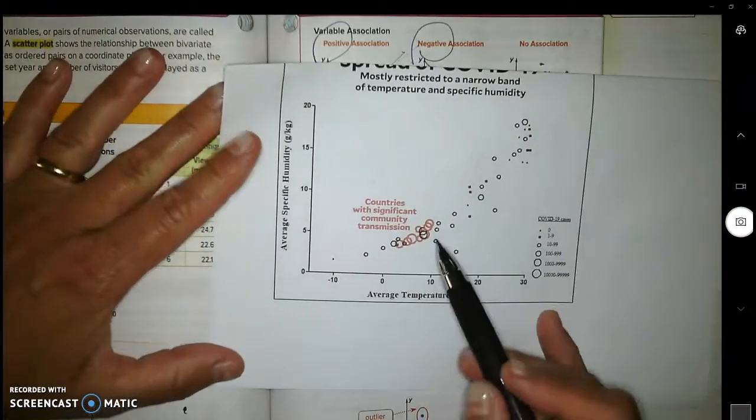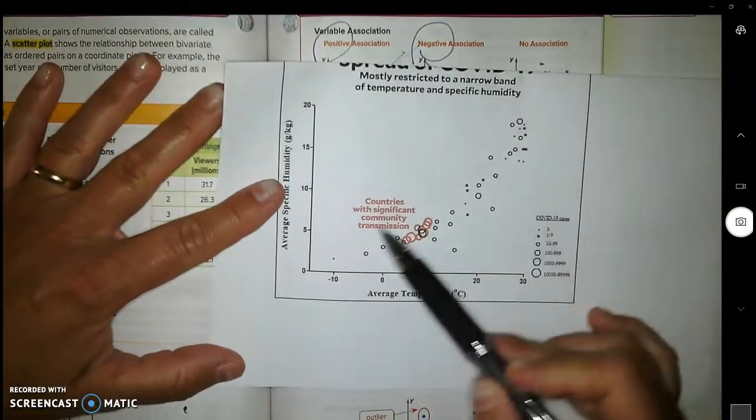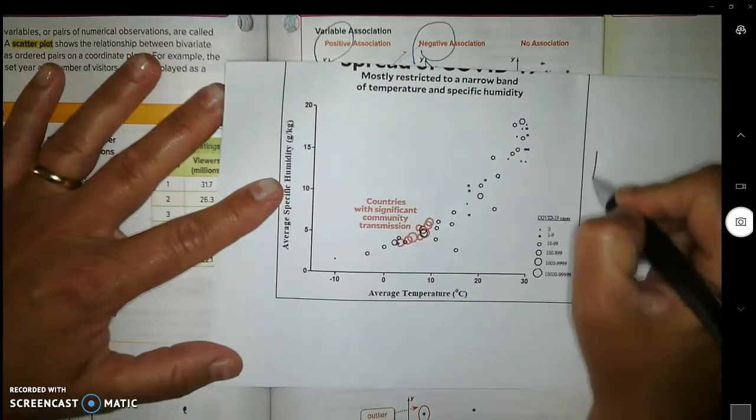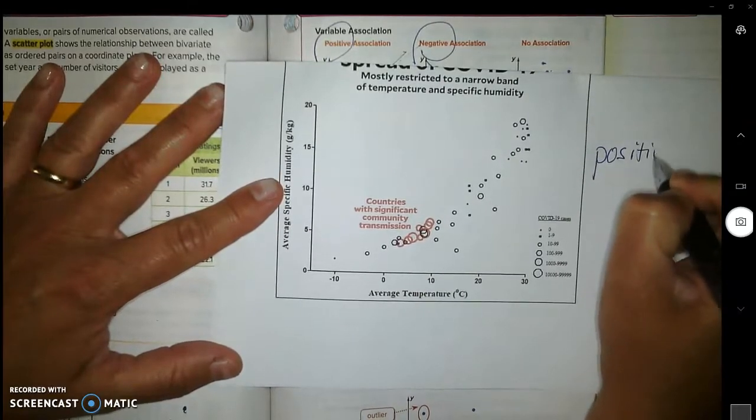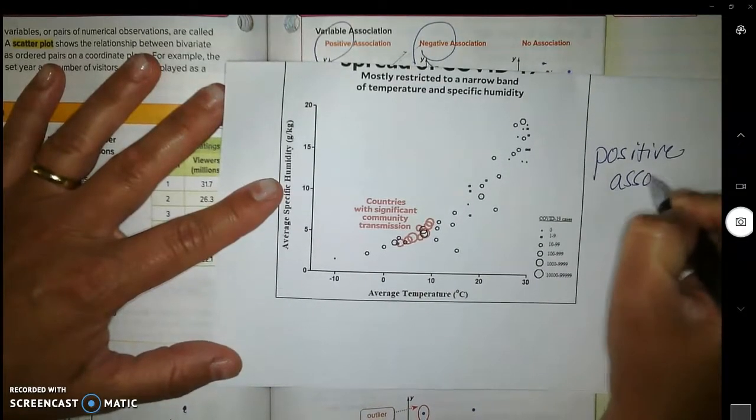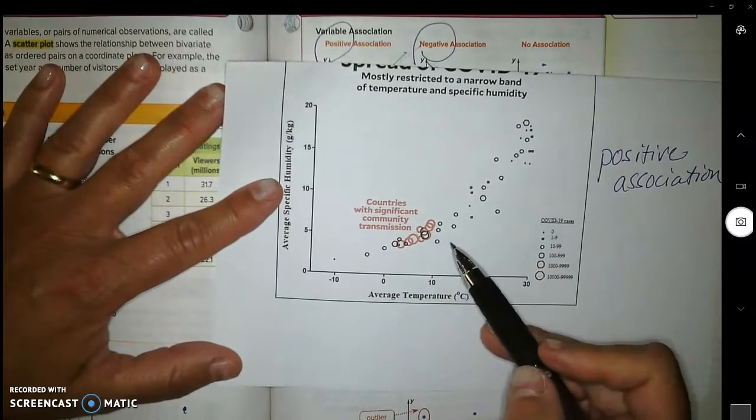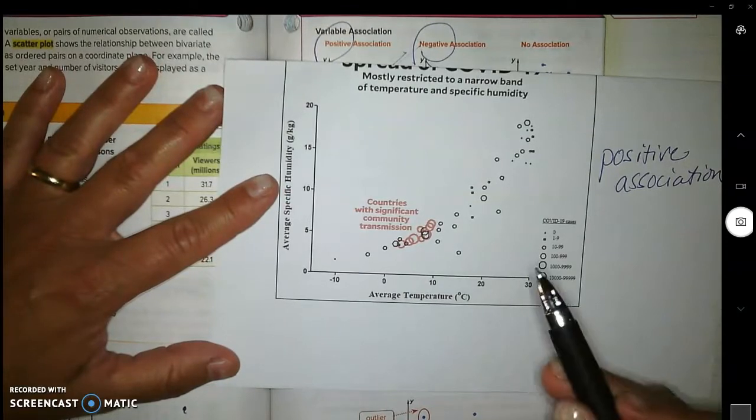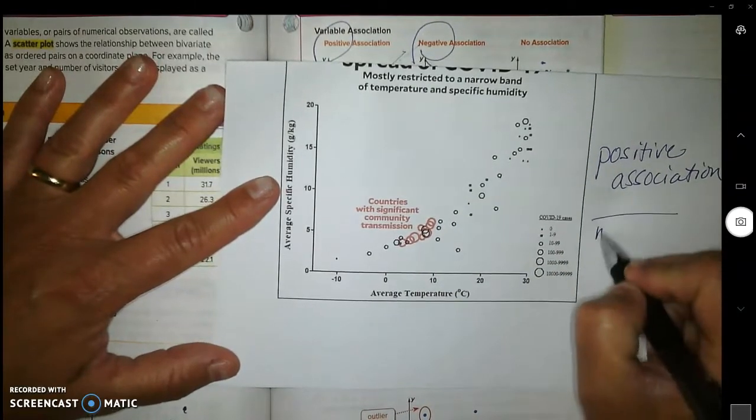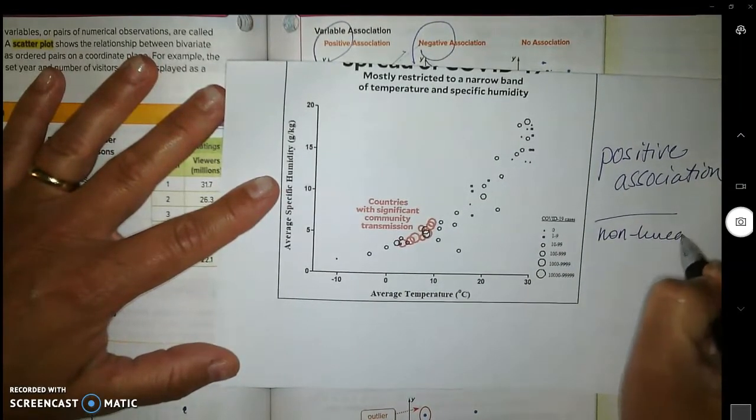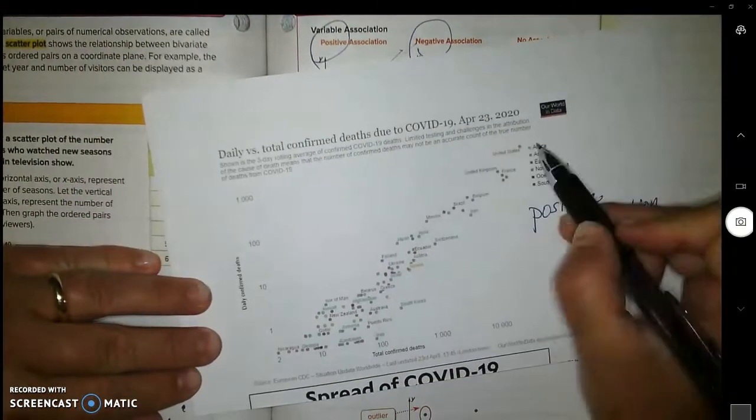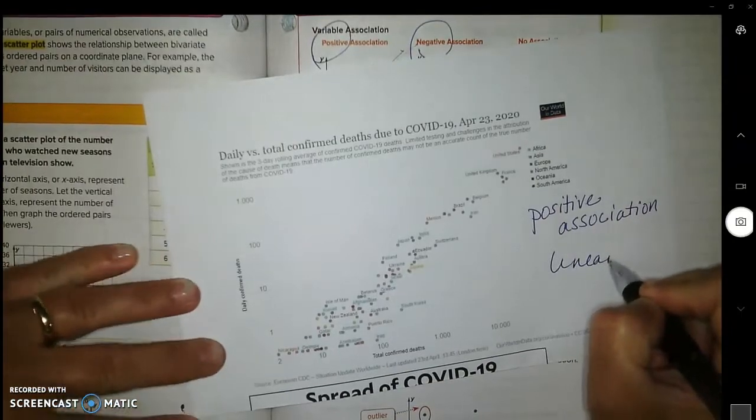Here's another one. Again, this is a positive association because the data appears to be going up. This one does not appear to be as linear as the other one, and so for this one, I would say it is nonlinear. Okay, this one's probably nonlinear. This one looks a little more linear than the other one did.